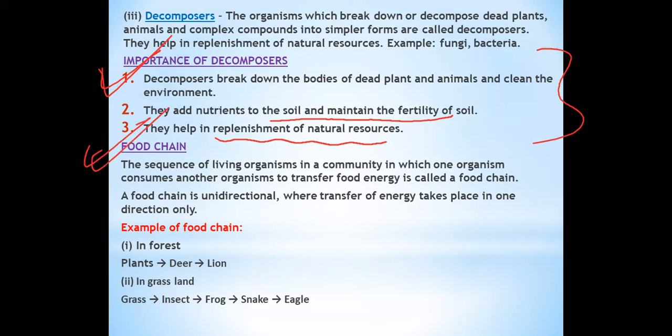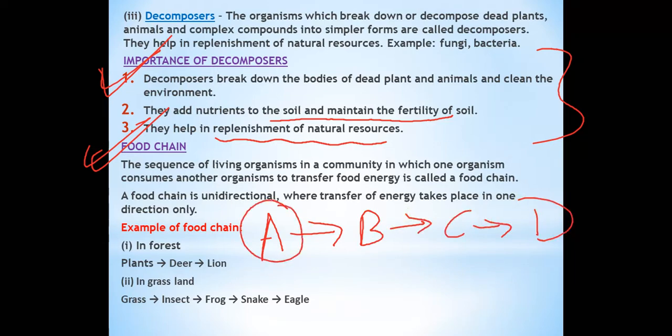So what is a food chain? The sequence of living organisms in a community in which one organism consumes another organism to transfer the food energy is called a food chain. For example, organism A, B, C, D. Organism A, for example grass, will be eaten by B, that is a grasshopper. Then this grasshopper can be eaten by a frog. A frog can be eaten by a snake.